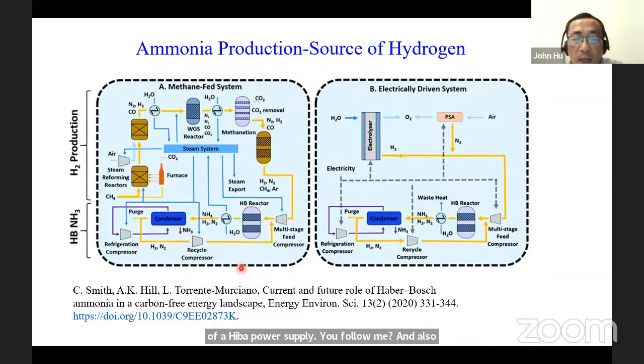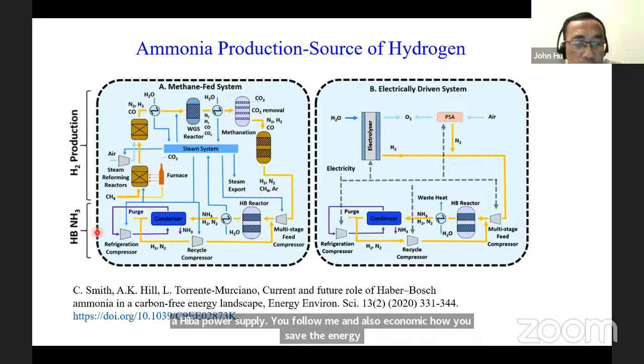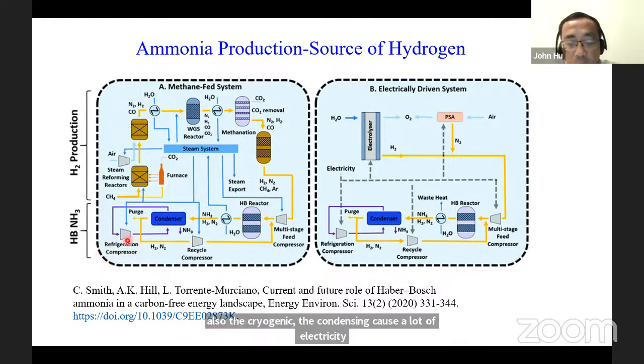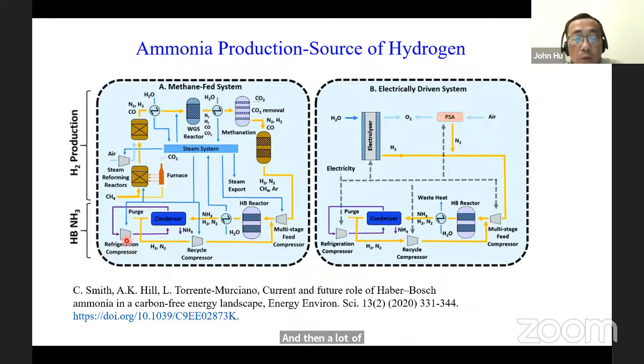Because you're right. See this refrigeration compressor and also the cryogenic condensing, that costs a lot of electricity, and a lot of power. So you're right. It's not efficient, but that's how they design today. Haber-Bosch plant has been there for 100 years.